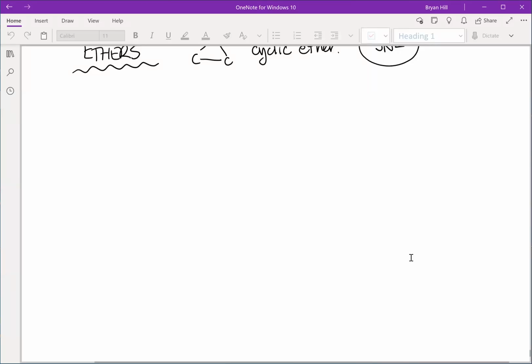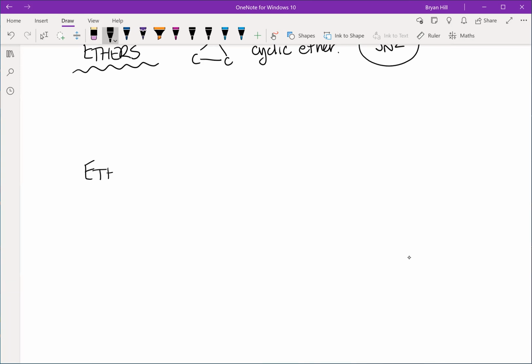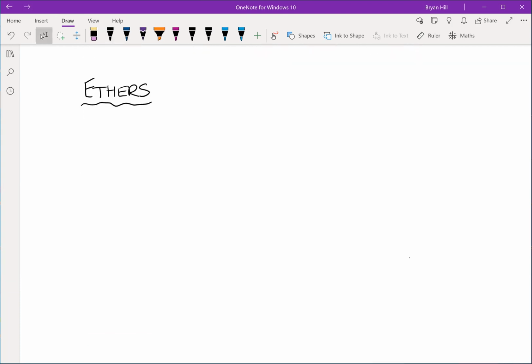Okay, so for today's class, this is technically mainly going to be review. There's only a few things that are going to be new that we talk about. We're going to basically start a chapter on ethers. So remember, ethers are basically carbon, oxygen, carbon, and I'll put a star there, or a prime, so it's two different carbons.